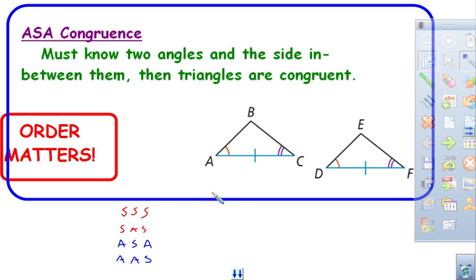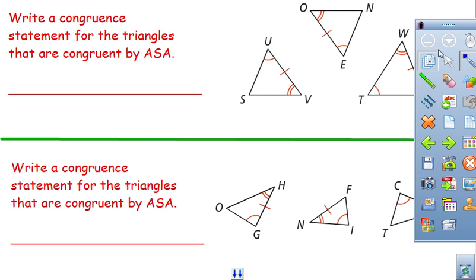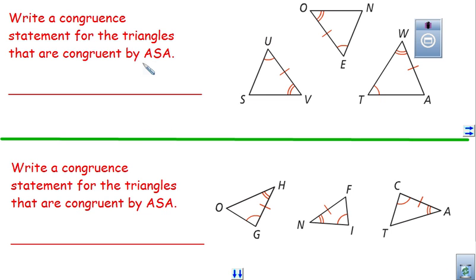So here's ASA. If two angles and the included side between them, so this should say included side between them, then the triangles are congruent. So write a congruent statement for the triangles that are congruent by ASA. So I see angle, side, angle, angle, side, angle, and then notice how this side is not included, so then this shape is not going to be in the mix.